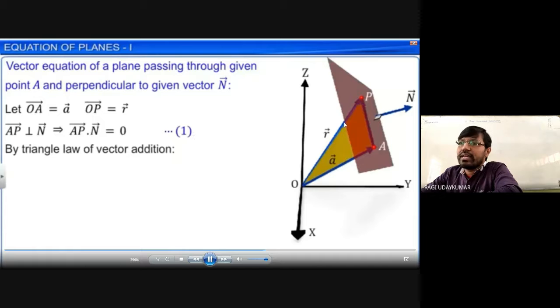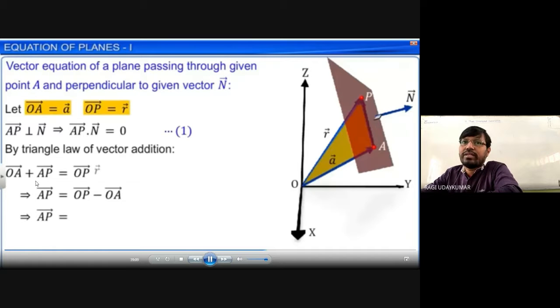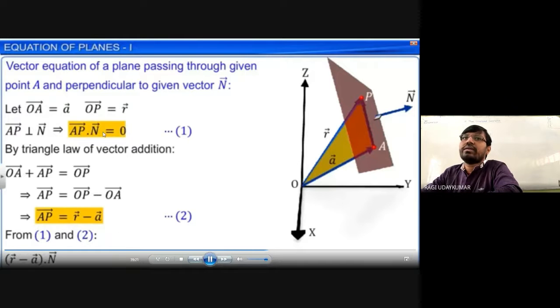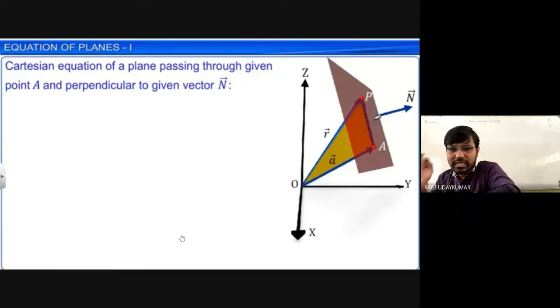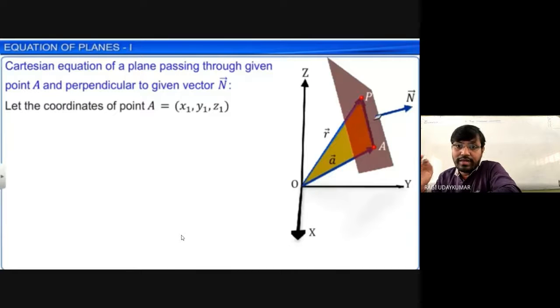Using the triangle law, we find AP. AP is equal to R bar minus A bar. So we get AP, and next, from equation one, substitute it here: R bar minus A bar dot n bar is equal to 0. Here n is a vector which is perpendicular to the given plane, the normal form. So that is called the vector form of the equation of a plane.